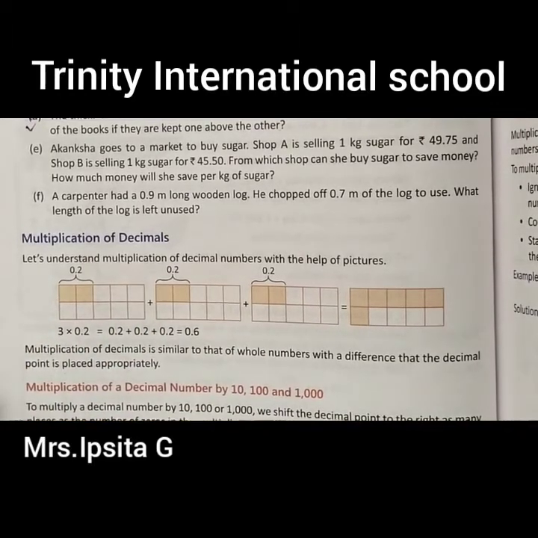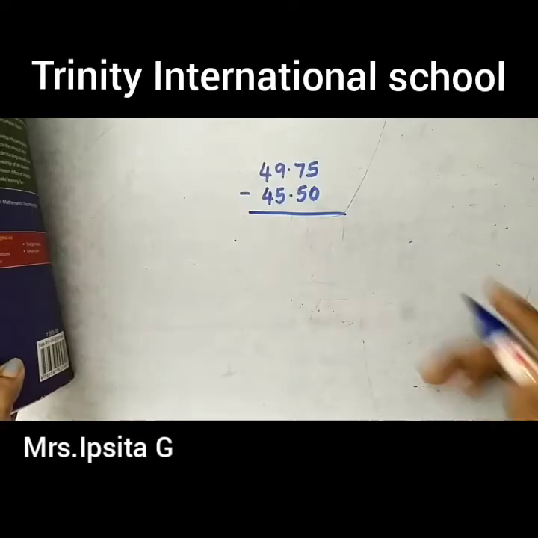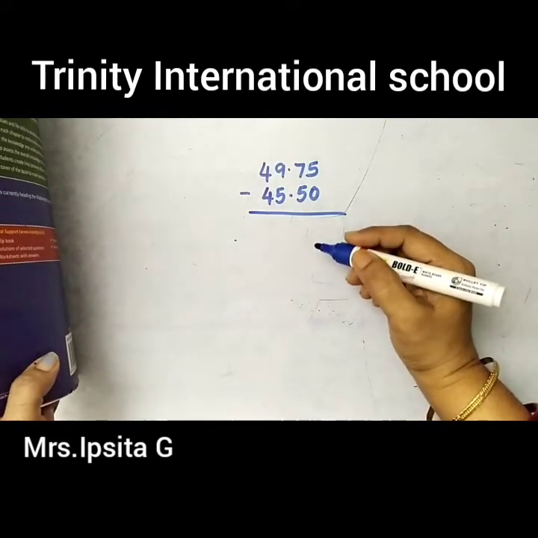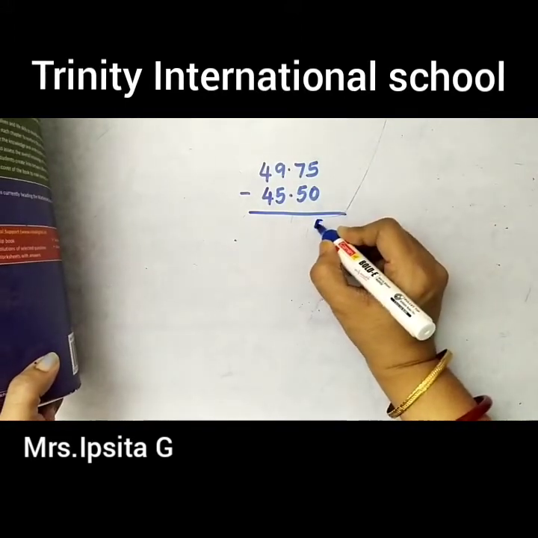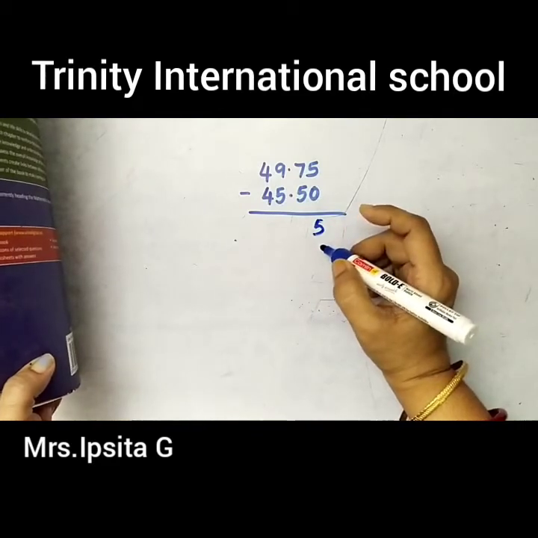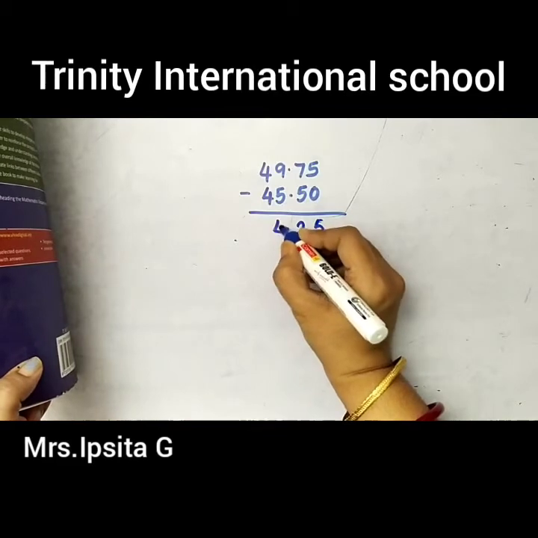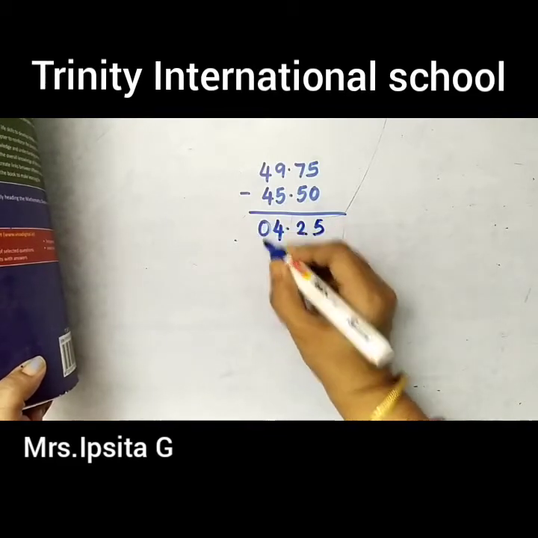Okay, so let us go for subtraction. Now see here, this is how we have to arrange the numbers. So as you can see, this 5 minus 0 is giving you 5, 7 minus 5 is 2, 9 minus 5 is 4 and this is 0.